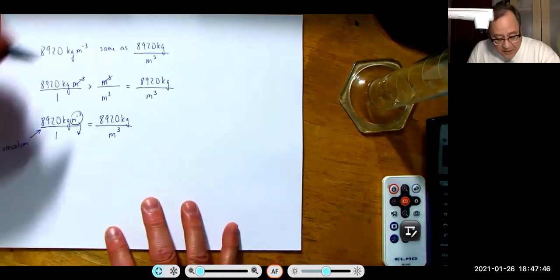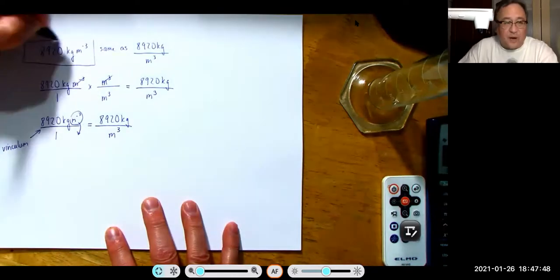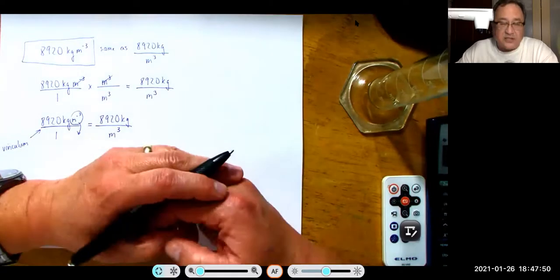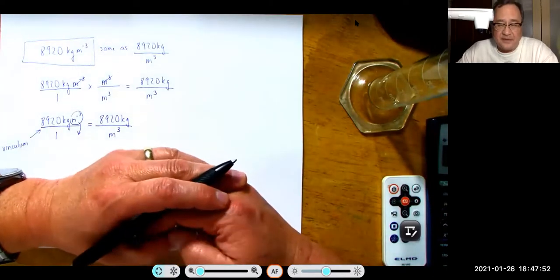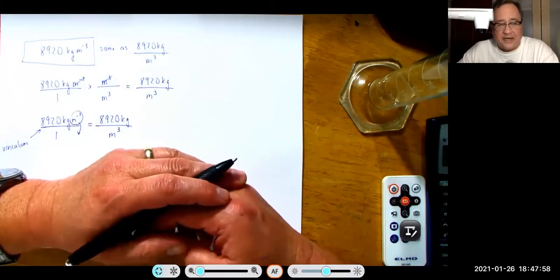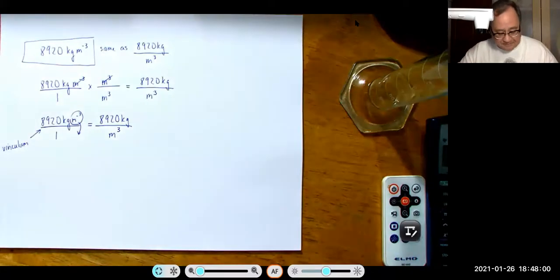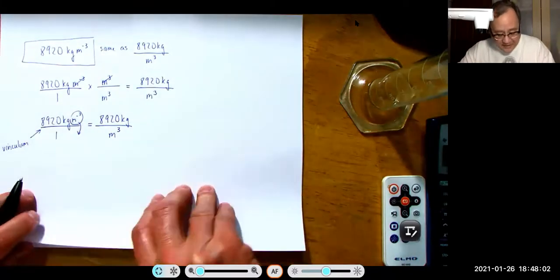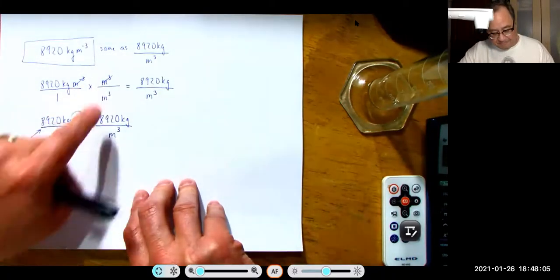Now, this is the way you'll see physicists write that value, because they don't like denominators. I think they only like numerators. Me, I like denominators so that I can see what things cancel. It's a lot easier to do that than do this times this.